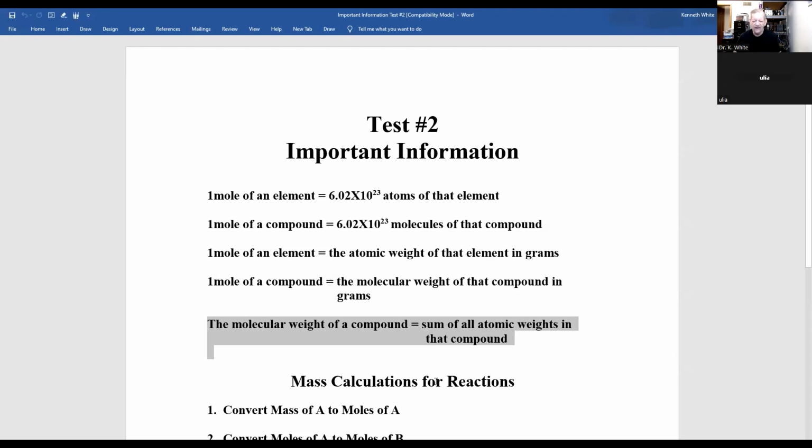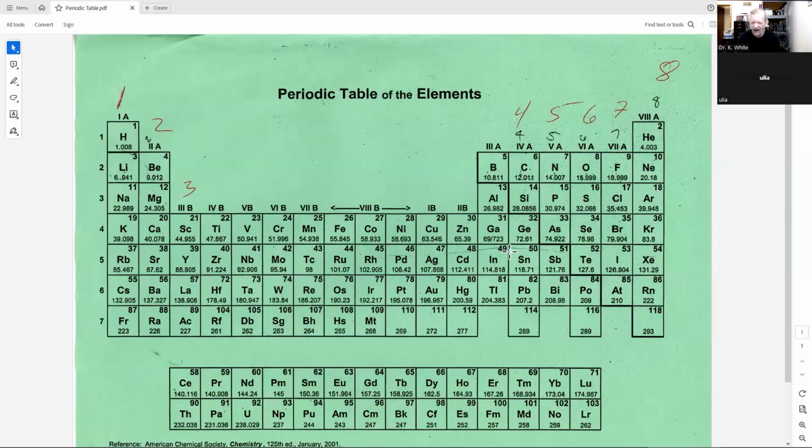And water has 2 hydrogen and 1 oxygen. And remember on test number 2, 3, 4, and the final, it will say, please use all atomic weights to 3 significant figures. Hydrogen to 3 significant figures, 1.01. Oxygen, 3 significant figures atomic weight, 16.0.